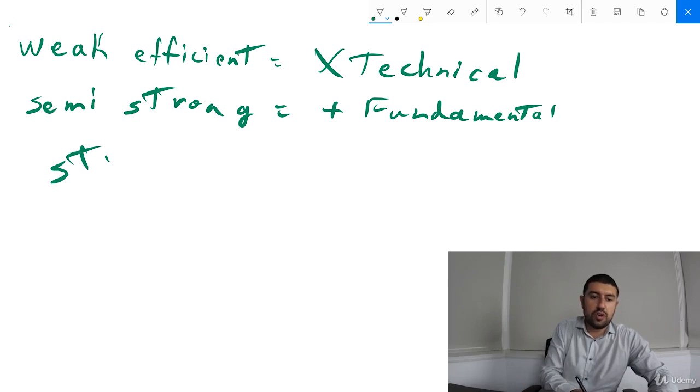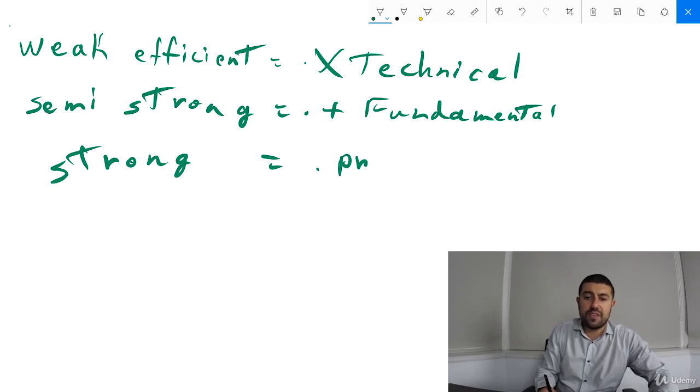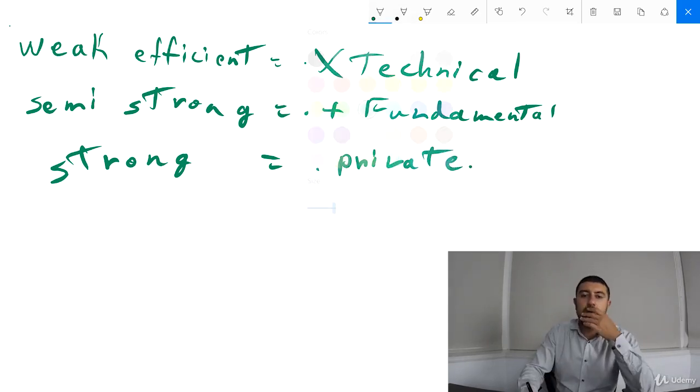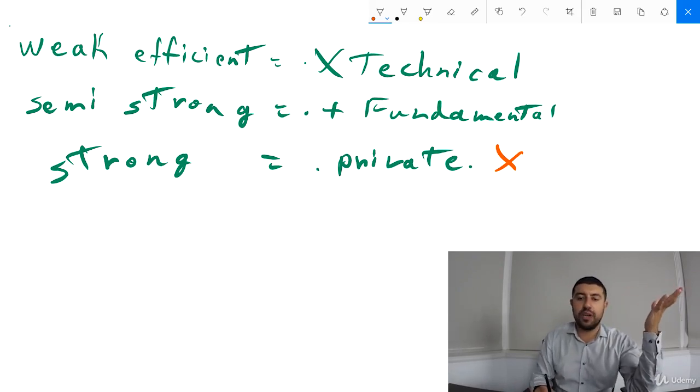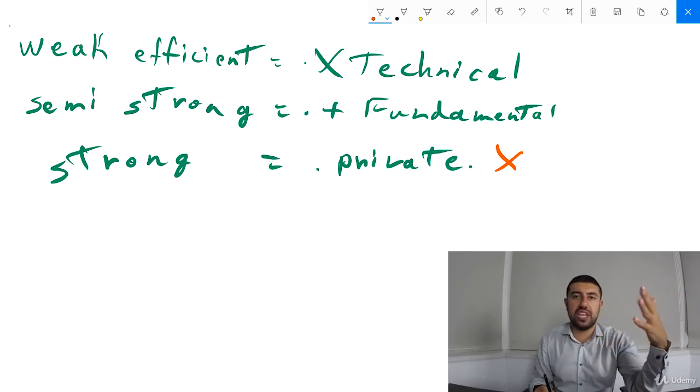And then you have strong efficiency form, which says you can't use technicals, you can't use fundamentals, you can't even use private information. So there's literally absolutely no way to make money. Now, do we believe in this one? No, obviously not. If you have private information that the public doesn't know about and you use that information, you are going to make money. And that's why it's illegal to do that, and you'd go to jail if you do that.